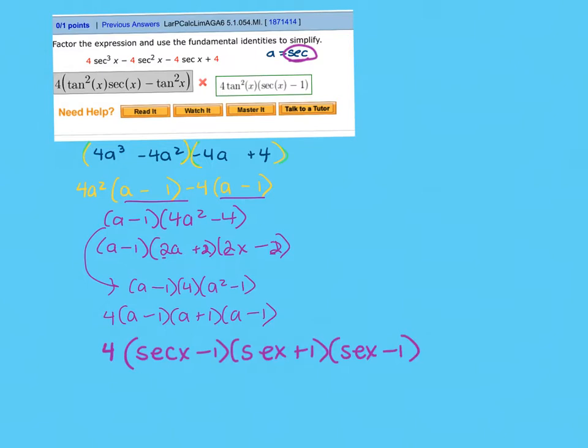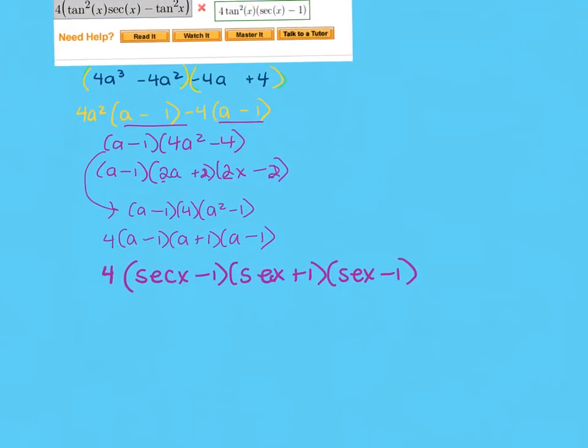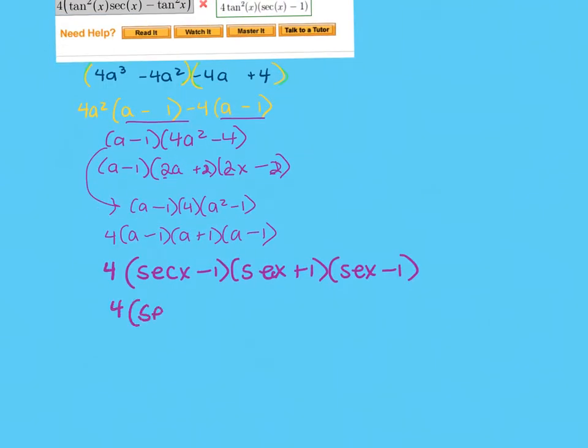And actually, that gets simplified, right? That should be 4 secant squared x minus 1 times secant x minus 1. This is tangent.